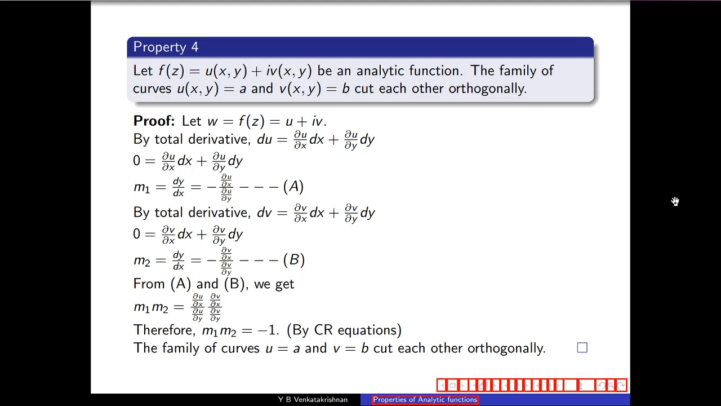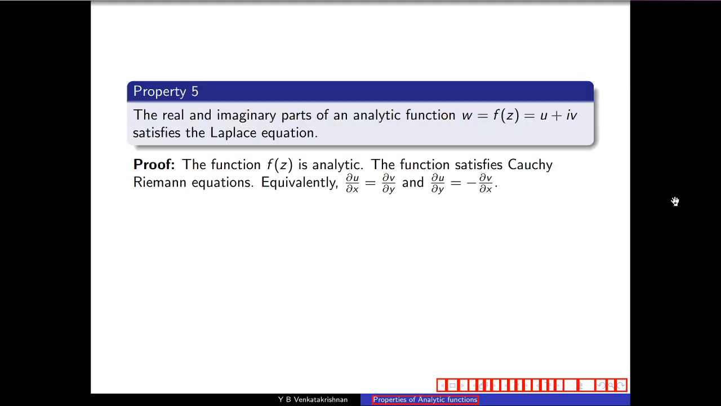And when I use the CR equations, as you know that f of z is analytic, using the CR equations, dou u by dou x will be dou v by dou y, and dou u by dou y is equal to minus dou v by dou x. When I use the CR equations, I get the product of the slopes to be -1. And therefore, I can conclude that the family of curves u is equal to a and v is equal to b cut each other orthogonally.